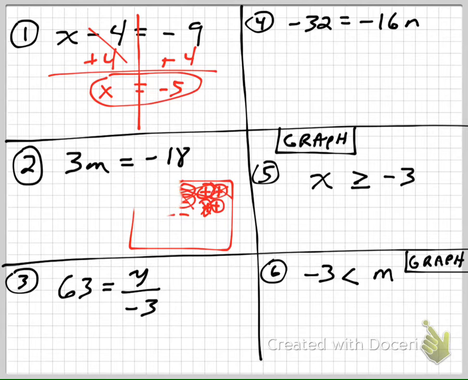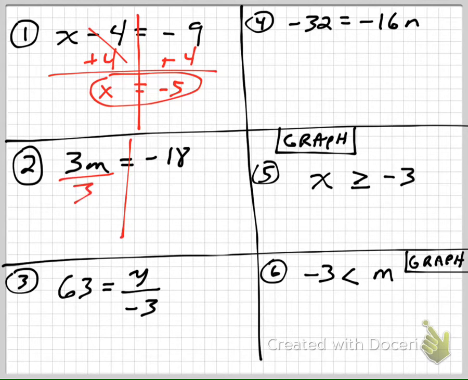Number 2. Let me erase this. Number 2. Line down the equal sign. Is the variable happy? No, he's being multiplied by 3. What's the opposite of multiply by 3? Eyes are up here paying attention, right? Divide by 3, divide by 3. The m equals a negative divided by a positive is a negative.